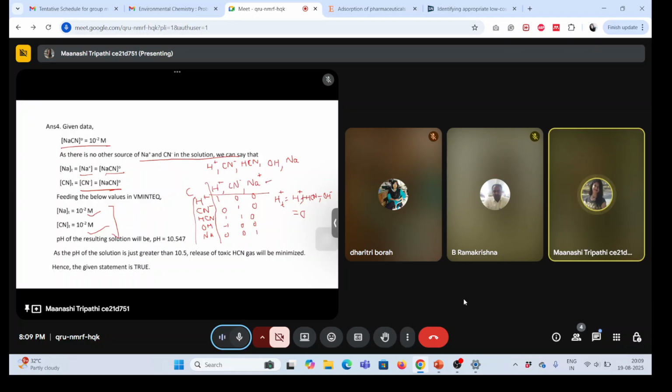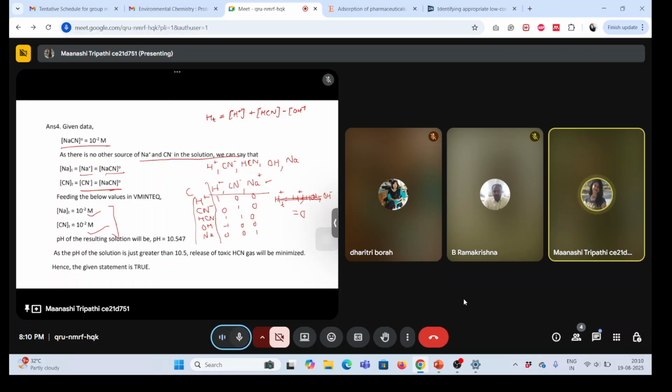So what we need to do is find out H total. Okay, so H total is what? I'll write clearly. H total is H plus HCN minus OH.